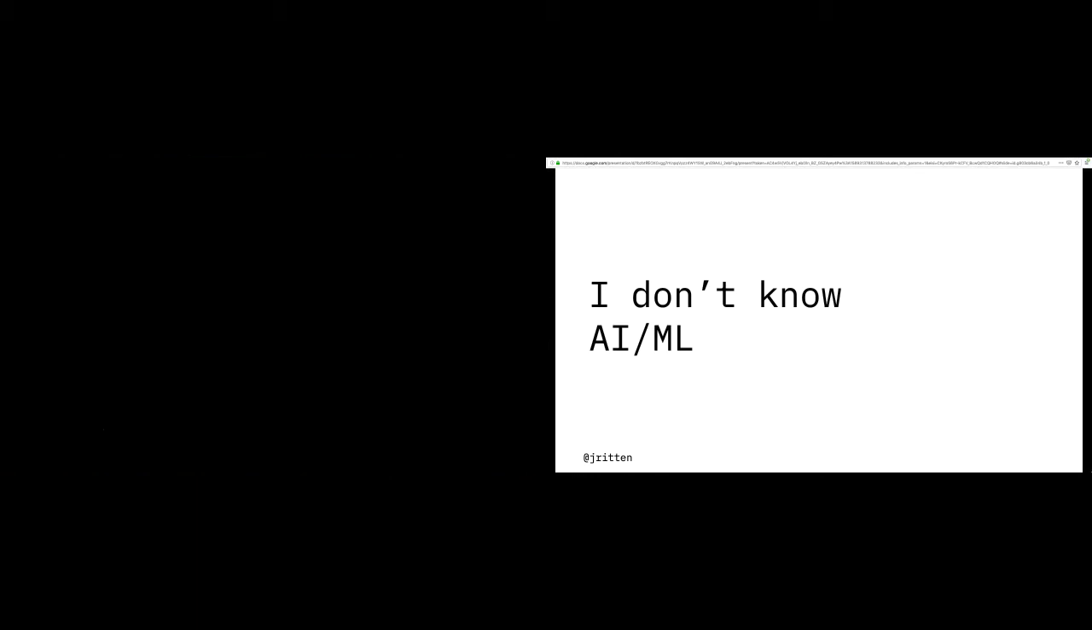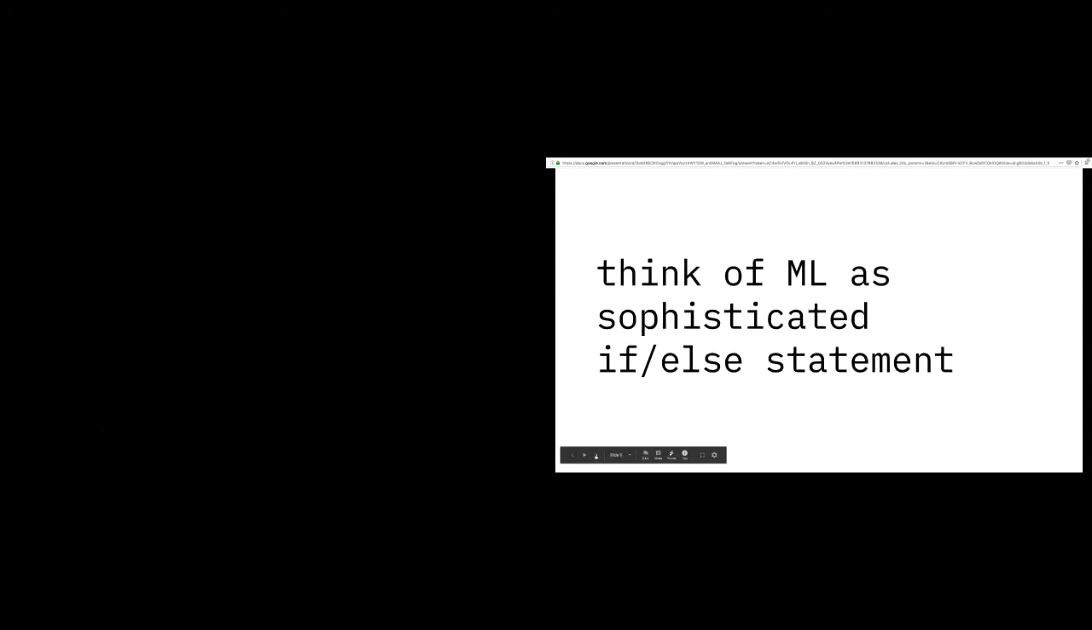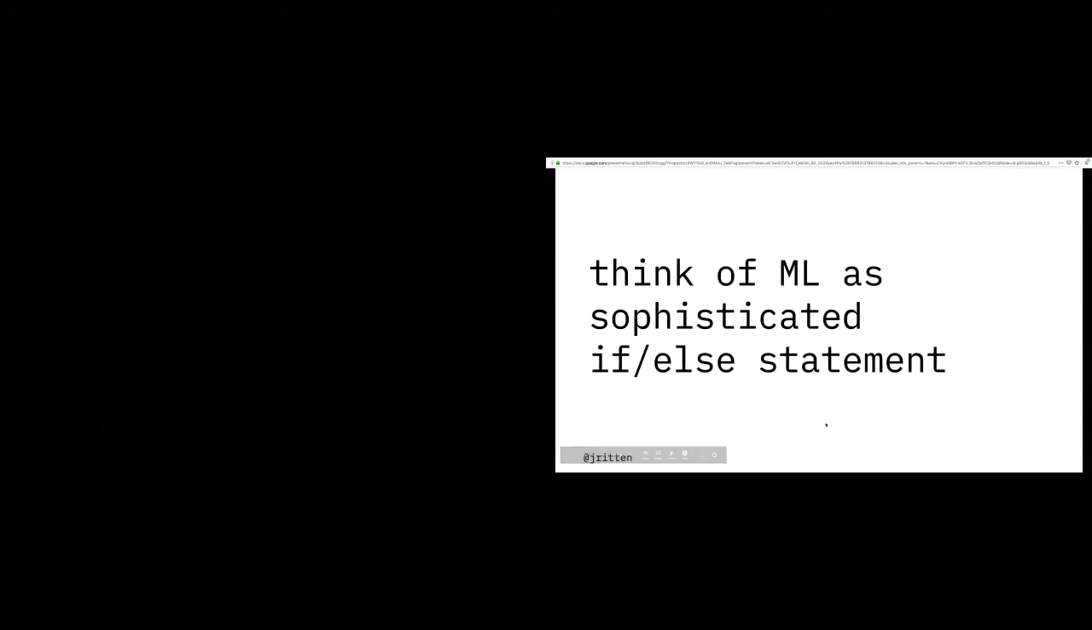So this is a quick start to get you up and running, without getting too much into the weeds or having to learn too much about AI and machine learning beforehand. So think of machine learning as a sophisticated if-else statement. If you're a developer, you're writing functions and trying to build out applications or APIs, you're writing a lot of these if-else statements, right?